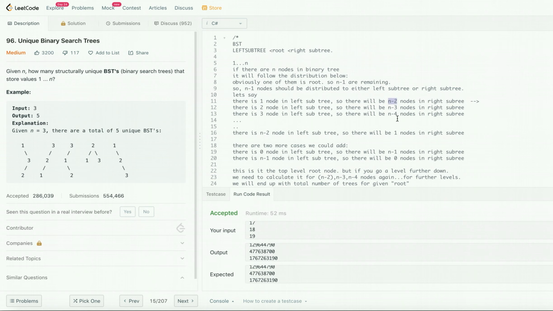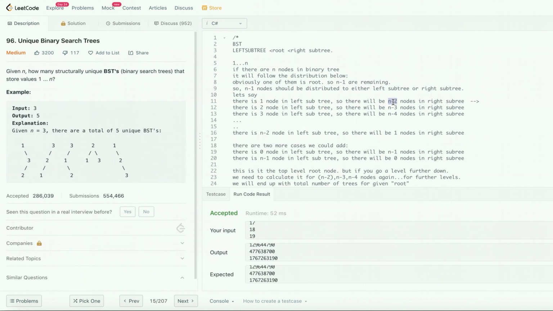So now we will have to pick one node as the root out of this n minus 2, and there will again be a distribution going further from the n minus 2 nodes. Once you pick one node as the root node, how many nodes will be remaining? N minus 3. So now you have to distribute these n minus 3 nodes into left and right subtrees. So this thing will go on and on. When you do this math all together, you see the same problem is being solved multiple times.